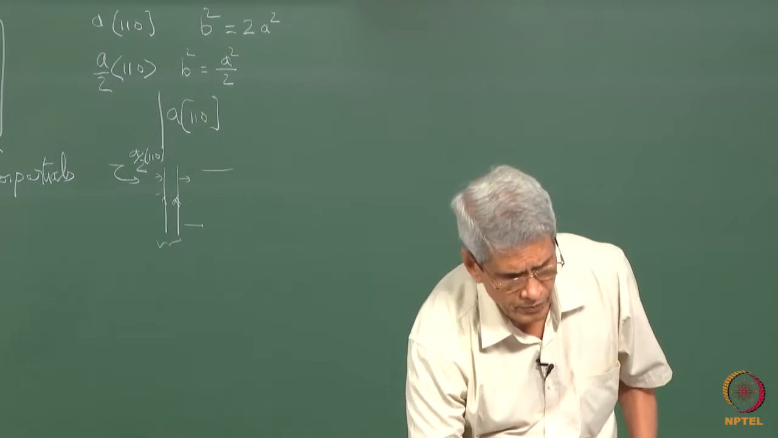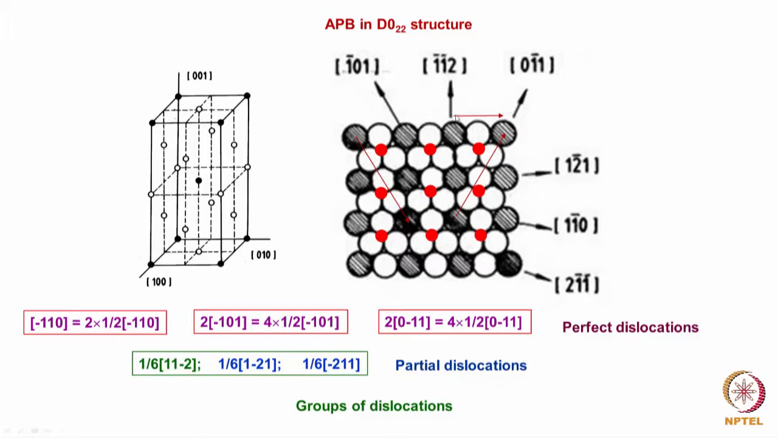Okay. Here again if you look at it, if we go from here to here, this is the perfect translation vector in the ordered lattice. This is in this direction, which is essentially nothing but 1 bar 0. Now let us look at this direction or this direction.